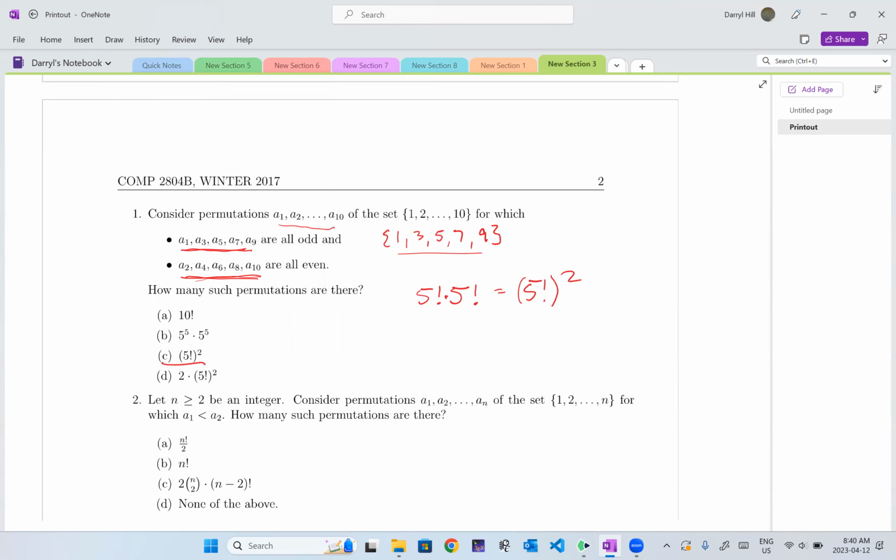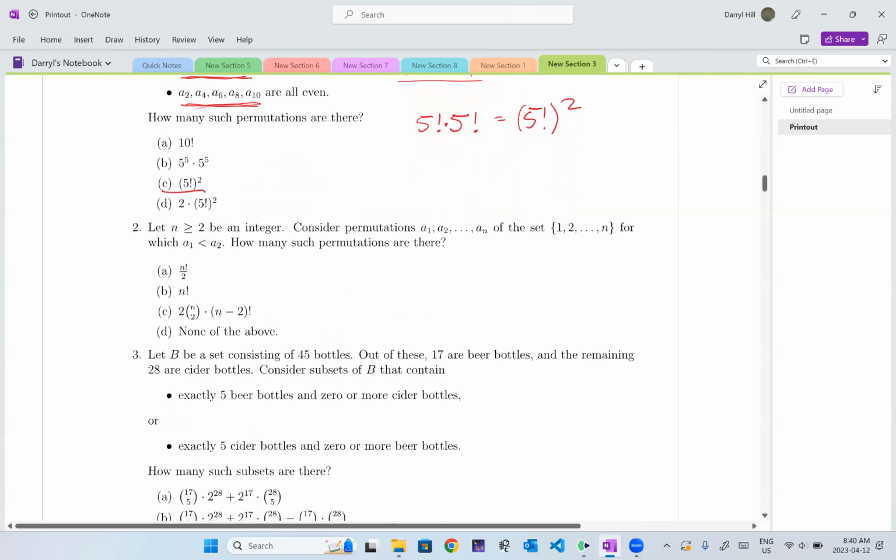Number 2: consider permutations of the set of numbers 1 through n with n locations, for which A1 is less than A2. How many such permutations are there? So there's a couple ways to go about this.